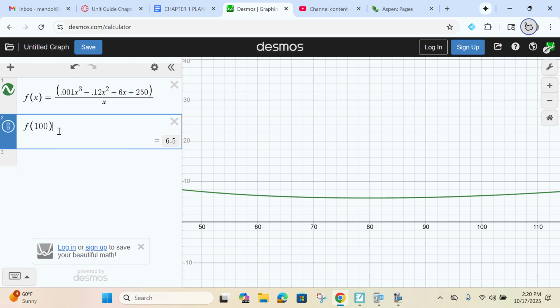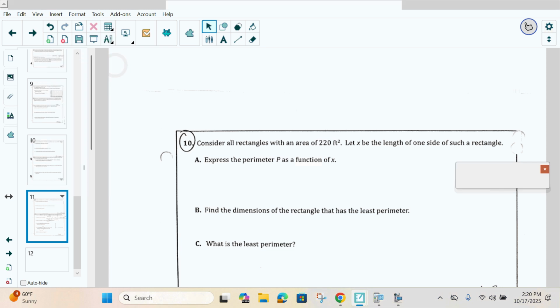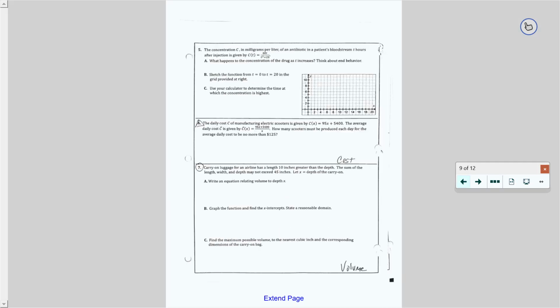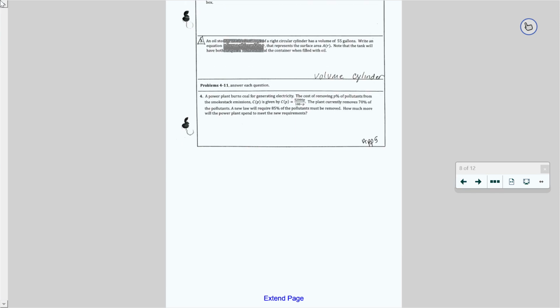Sure. Number 3. The oil tank one? Is that the right number 3 one? Okay, so oil tank one. Alright, so an oil tank is in the shape of a right circular cylinder, has a volume of 55. So again, we talked about work on our last assessment. As you're reading the word file, you highlight stuff, you underline stuff, you write stuff down that's important. Right? And it's a right circular cylinder, so I'm going to remind myself by drawing a little circle.